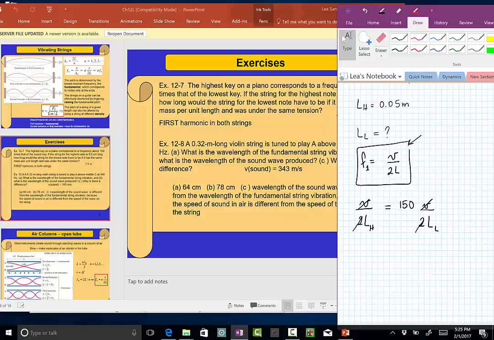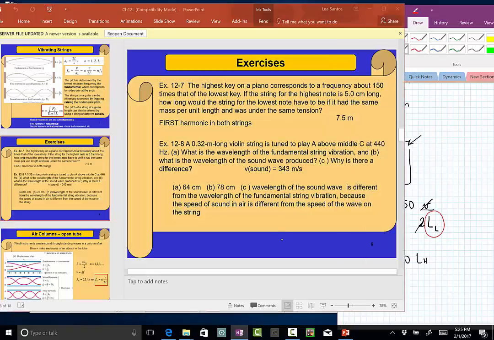and from here I'm going to get what we are after, which is the length that this low key would have to have. And you get to a huge number. If you make this low key of the same density as the high key, you would need a length 150 times bigger than the high one, which means you would have to have a string that would be 7.5 meters. Imagine a piano with this size. It would be a huge thing, it would not fit in anybody's house, right? So that's why we then play with the density.